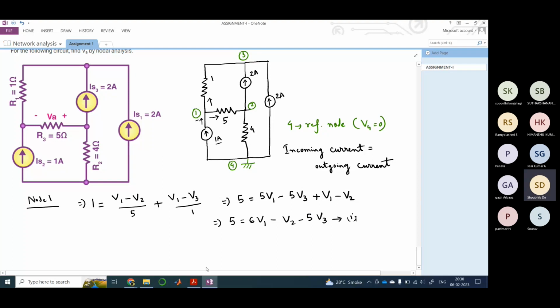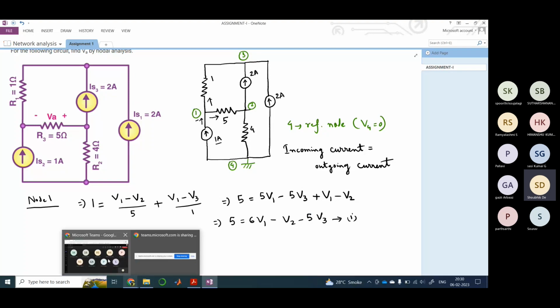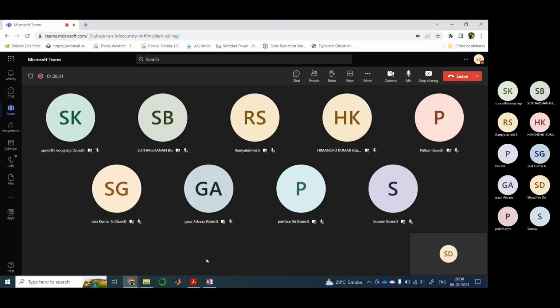I hope this is clear. So I'll be stopping here before going to the next node. I hope this is clear. Pretty straightforward, I think. Yes, sir, this is clear.